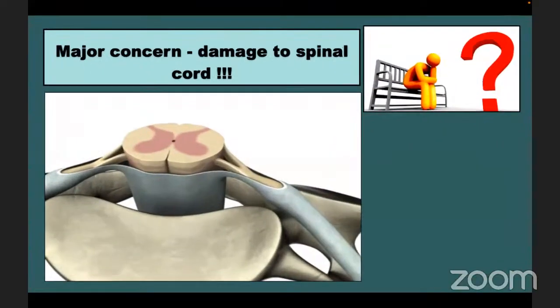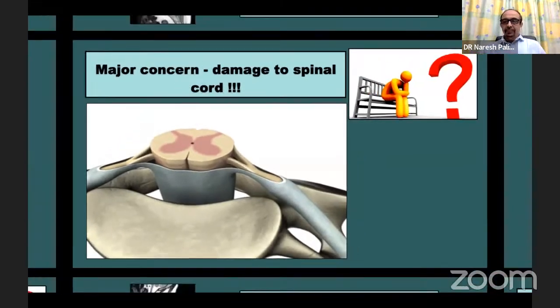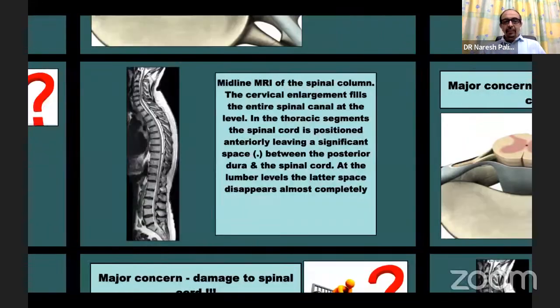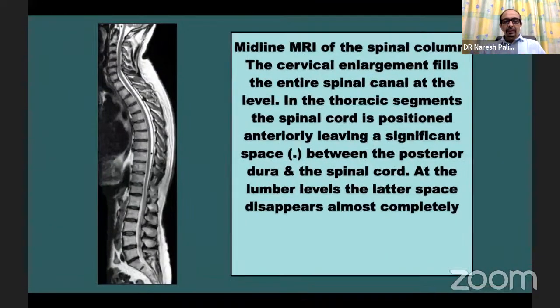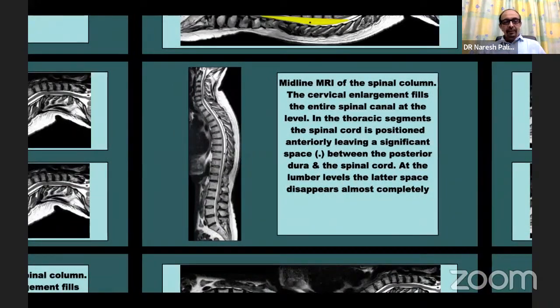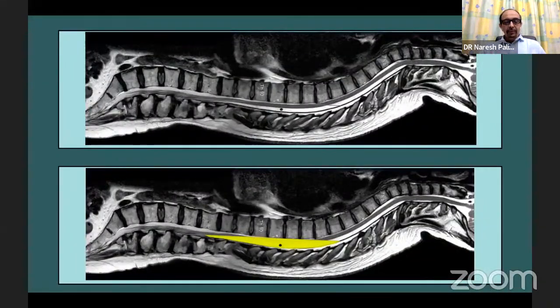The major concern is damage to the spinal cord. Here is a midline MRI of the spinal column. You can see there is a significant space between the posterior dura and the spinal cord at mid-thoracic levels. This is a magnified view. Here you can see clearly.